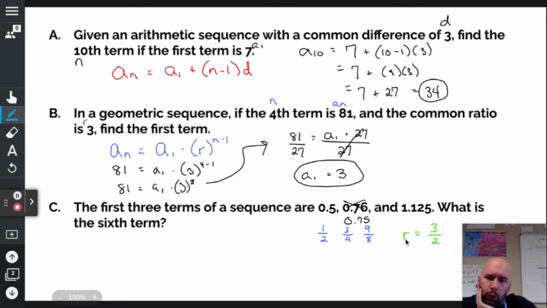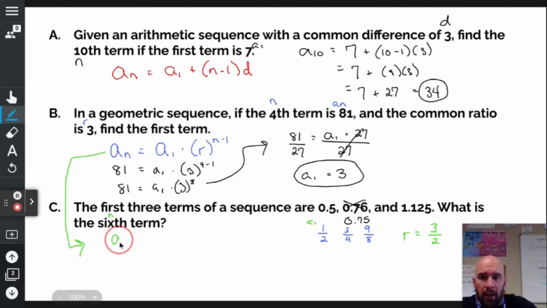Okay, so I'm going to reuse the same formula that I had. My common ratio is that, my first term is that. I care about the sixth term, so 6 is going to be my n. And now I just plug things in. I want to find the sixth term.